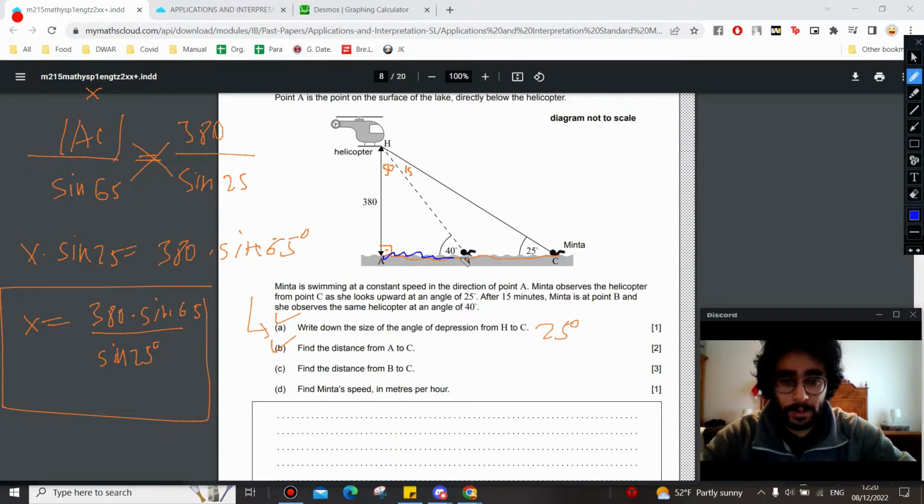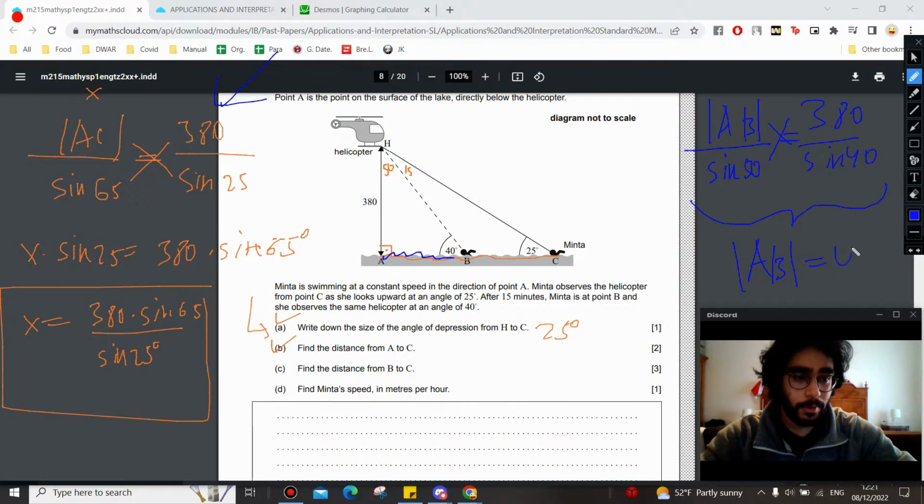How can I find the distance from A to B? Well, I know that the distance from A to B divided by sine of 50, again the sine rule, will be equal to 280 divided by sine of 40. With the same method as I used here, by cross multiplication, I can find the distance AB. After using the calculator, this will be equal to y, some value which I don't calculate for simplicity. Then it means that I found my AB.